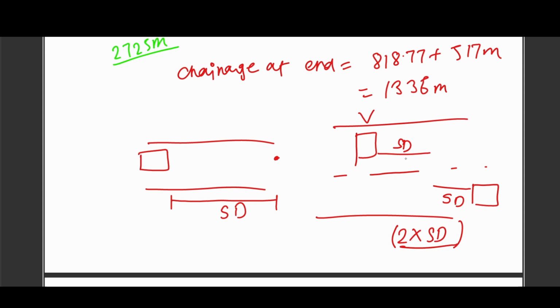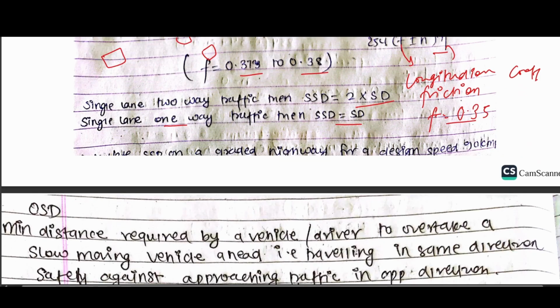into SD. But if they are moving with different velocity, then I'll be summing up this SD and this SD. That will be SD1 plus SD2 and it will be the stopping sight distance. That means SD1 plus SD2. Okay, like this we are explaining this phenomenon.